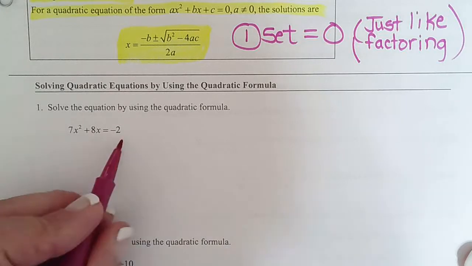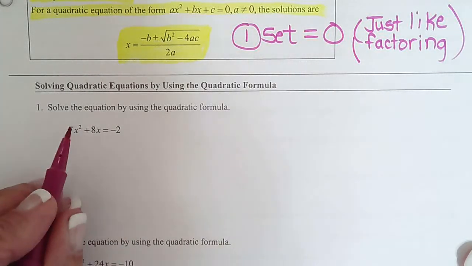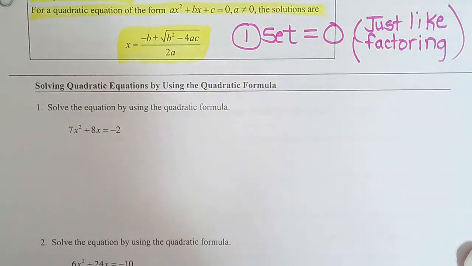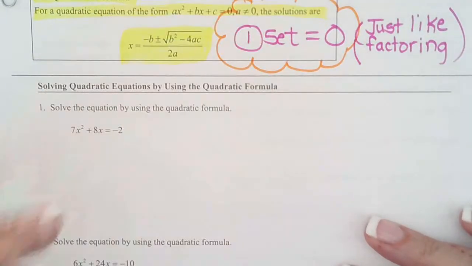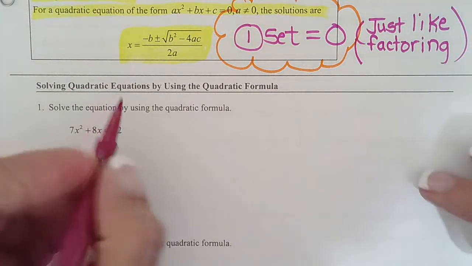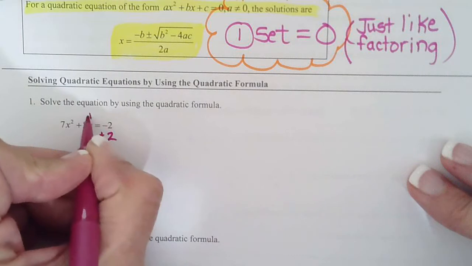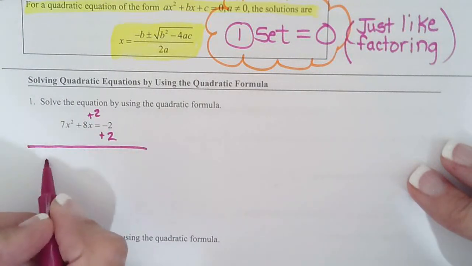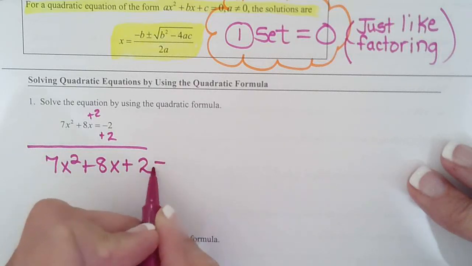You don't know what A, B, and C are if you leave it like this. You'll think A is 7, B is 8, and C is -2, when it's really +2. So it would mess up your whole formula. So that is very, very, very important, set equal to 0 at the very beginning. Otherwise, your A, B, and C will not be correct. So to set this equal to 0, we have to add 2 to both sides. So 7x squared plus 8x plus 2 equals 0.